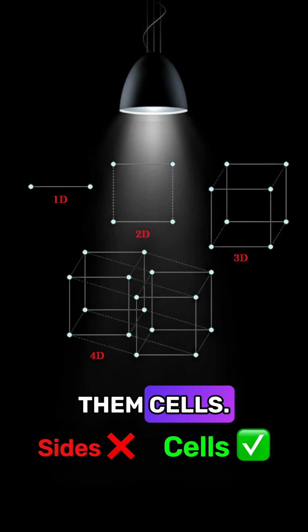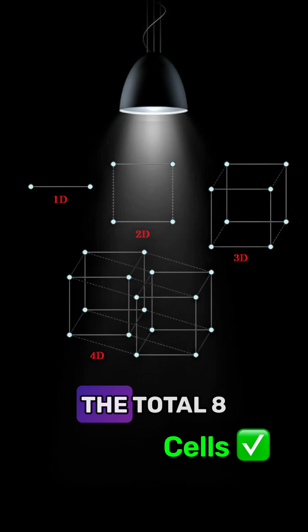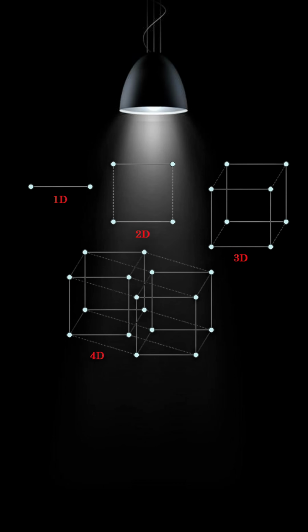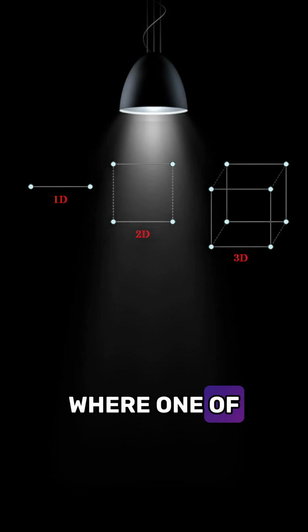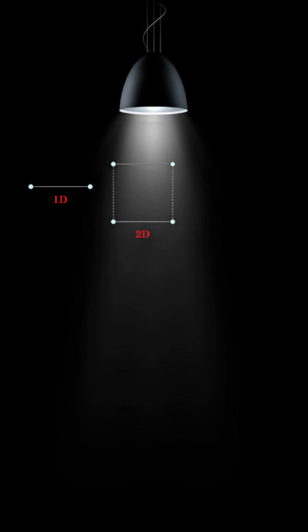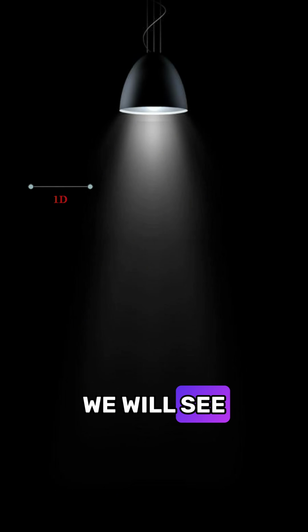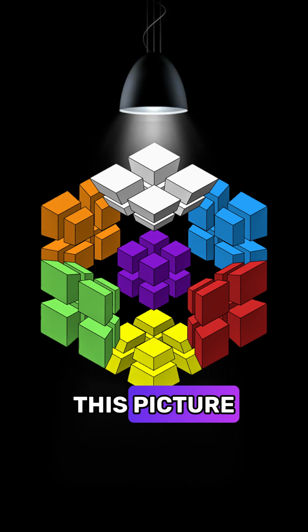we call them cells. Now, if we imagine that one of the total 8 cells is transparent, just like before on the 3D cube, where one of the total 6 sides was transparent, and we look into the hypercube, we will see something like this. So what is this picture exactly?